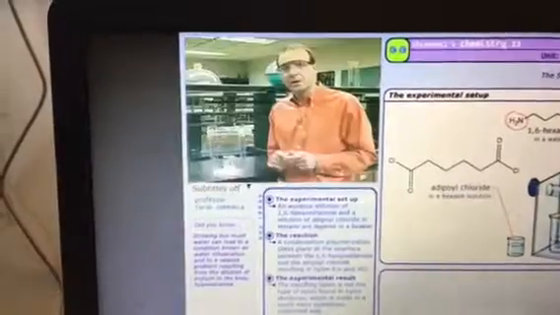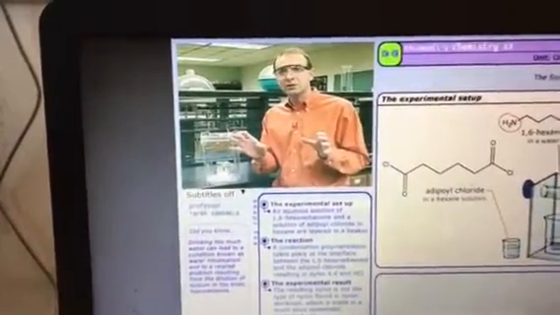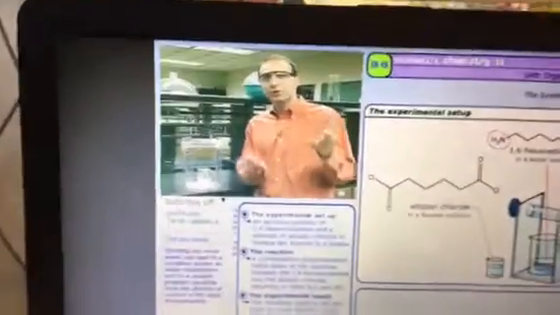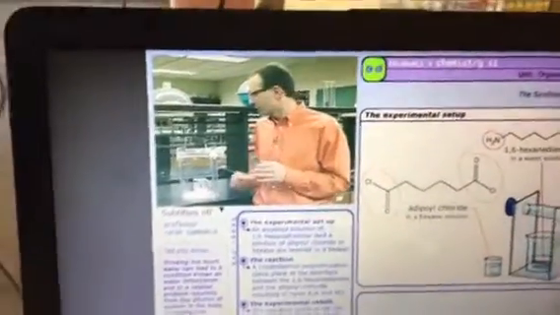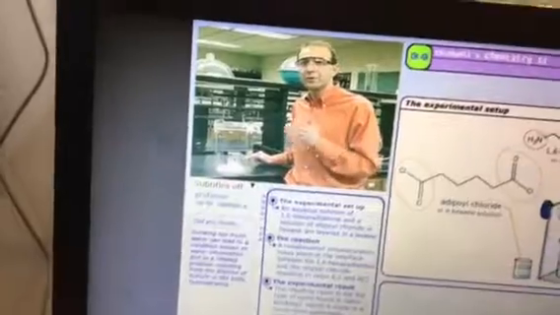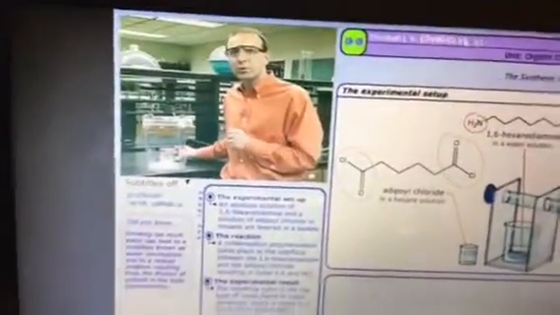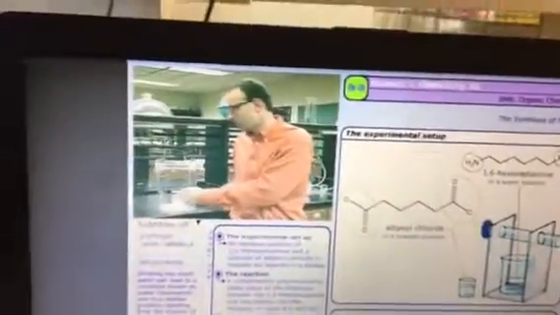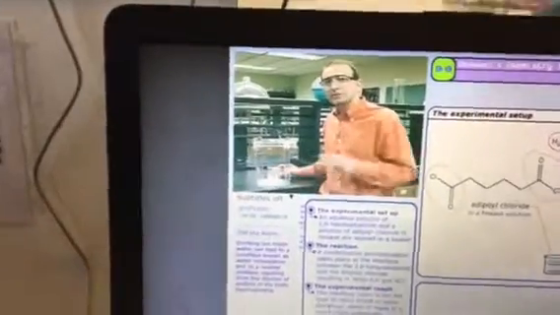Adipoyl chloride is a compound that contains 2 very reactive functionalities called acid chlorides, and they're also at the very end of the molecule. The adipoyl chloride solution is in hexanes. Hexanes is a hydrocarbon, and it's lighter than water. What I'm going to do is pour the hexane solution of adipoyl chloride on top of the water solution, and we're going to get 2 layers.